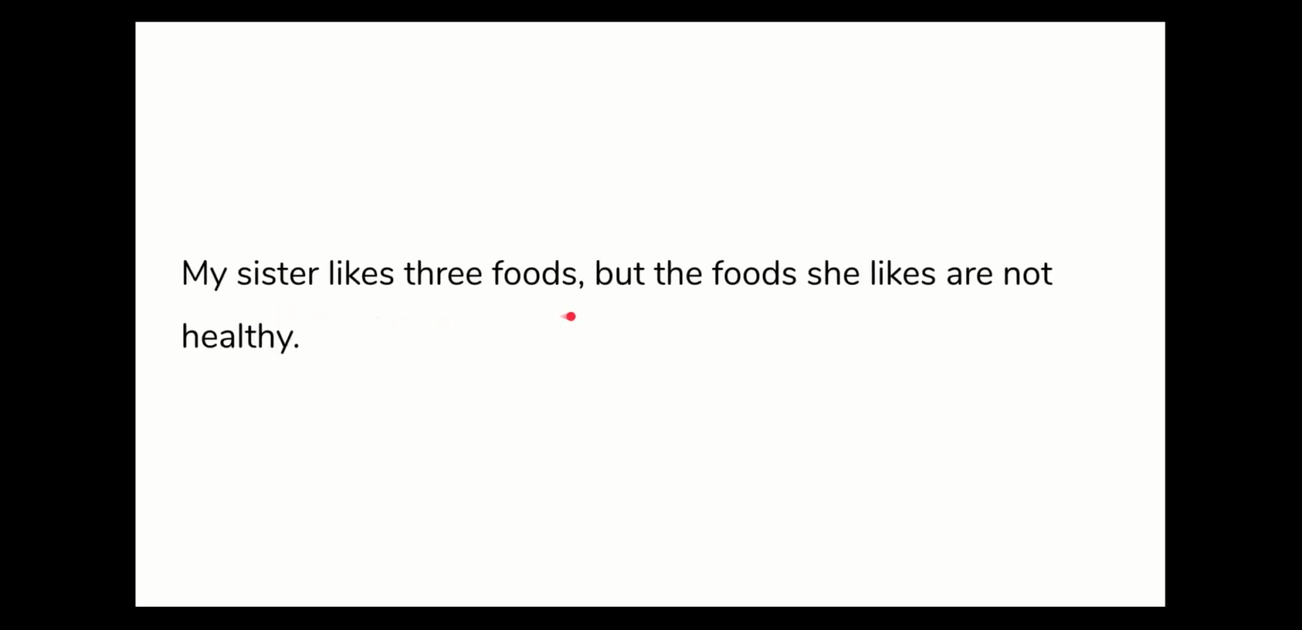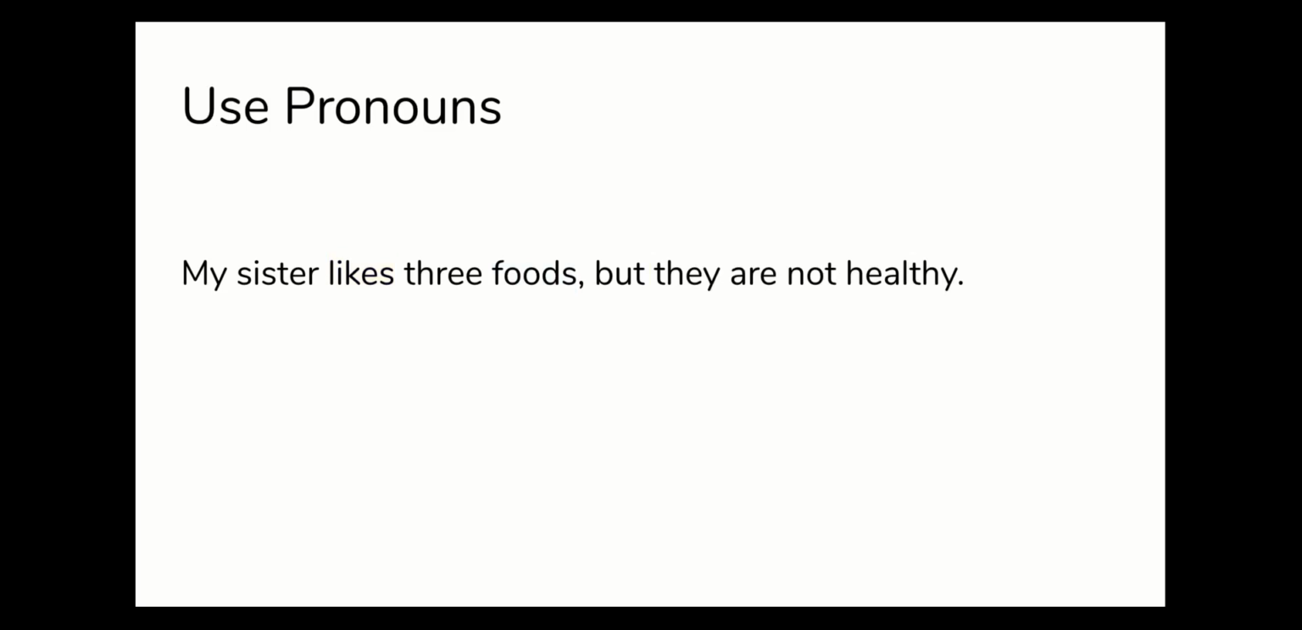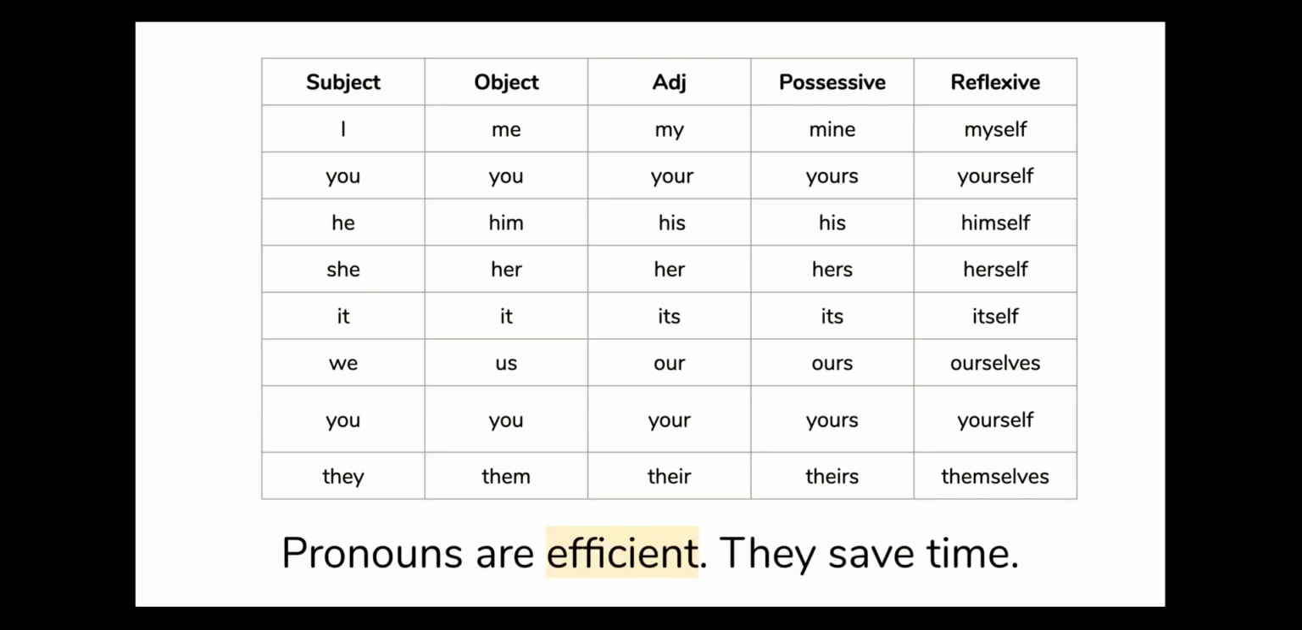Example number 2. My sister likes 3 foods, but the foods she likes are not healthy. So we have 2 examples of repeated words in this sentence, likes and foods. Well, what happens if we just cross those out and put a pronoun, they? My sister likes 3 foods, but they are not healthy. Pronouns are great. They're efficient. Your eye reads them very easily, and they can save words. My sister likes 3 foods, but they are not healthy. You've learned pronouns since probably kindergarten. This is the list. We're not going to go over them, but pronouns are efficient and they save time.